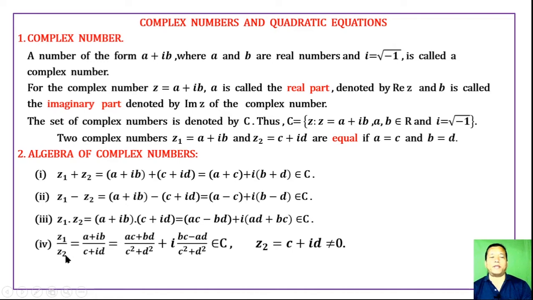4. Z1 divided by Z2. Z1 is equal to a plus ib, Z2 is c plus id. Multiplying on numerator and denominator by c minus id, we get this. New real part is this, new imaginary part is this, which is in the form of a plus ib. Therefore, this new number belongs to C, the set of complex numbers, where Z2 equal to c plus id does not equal 0. Thus, from which we learn that quotient of two complex numbers, where denominator does not equal 0, is again a complex number.